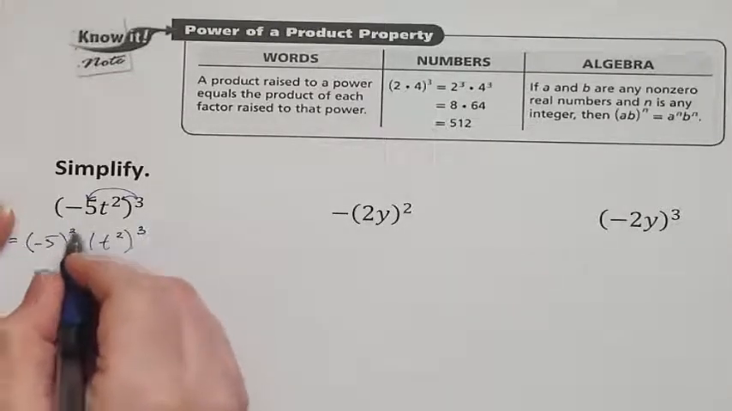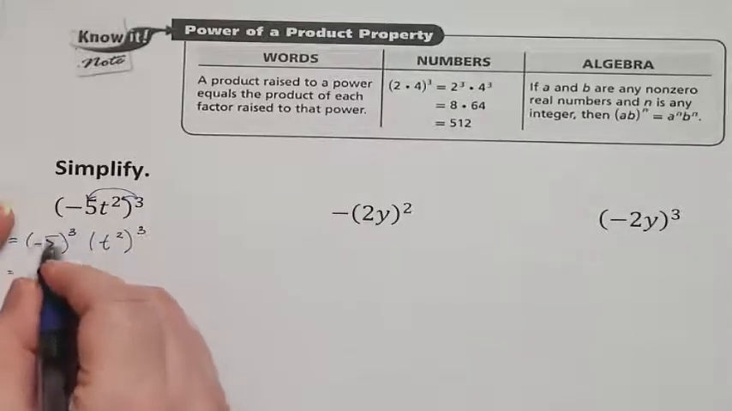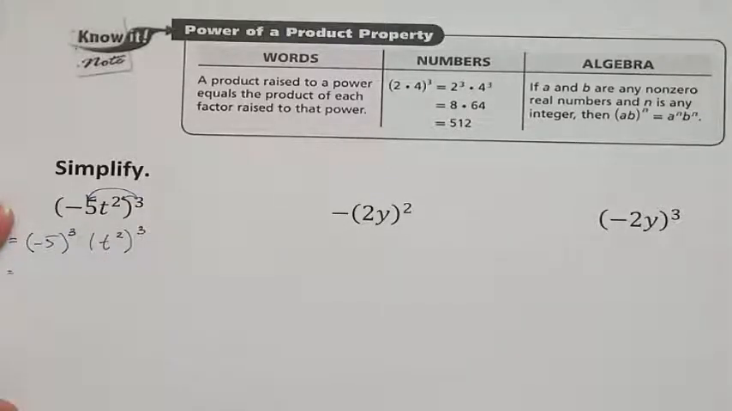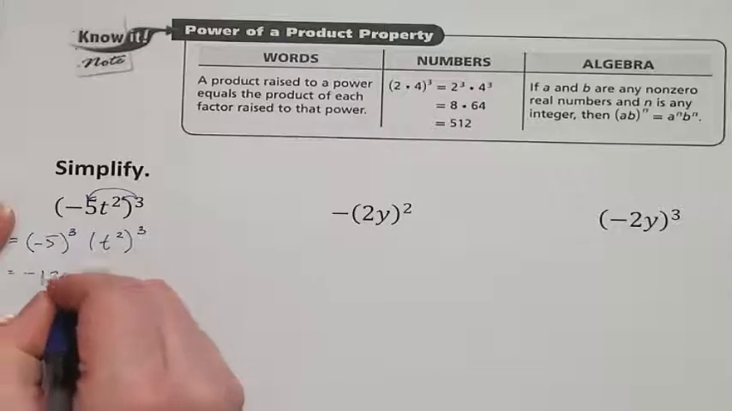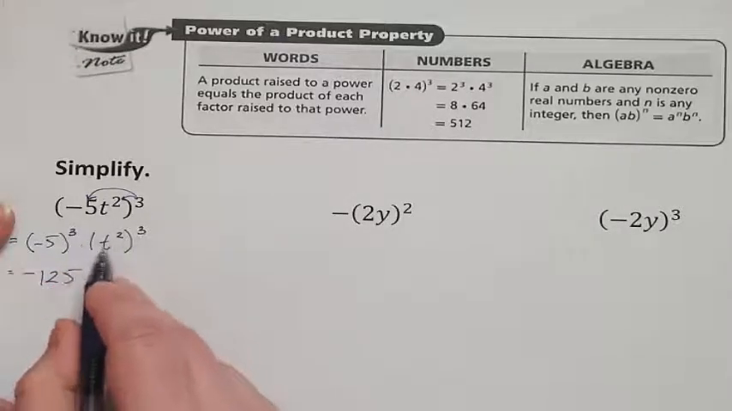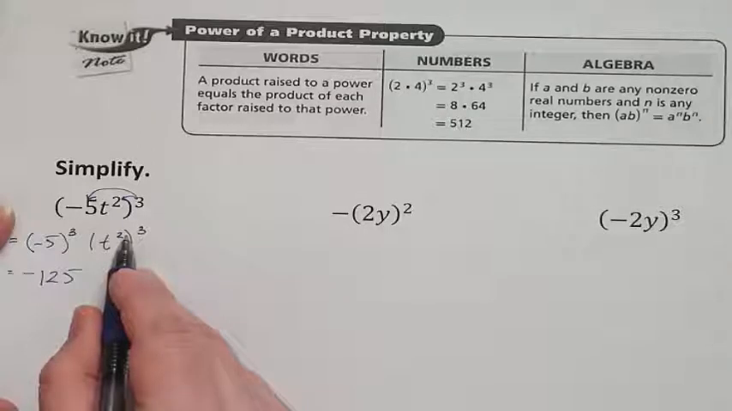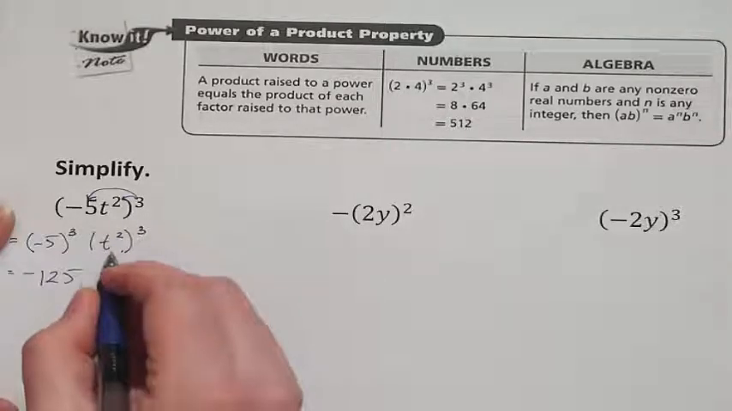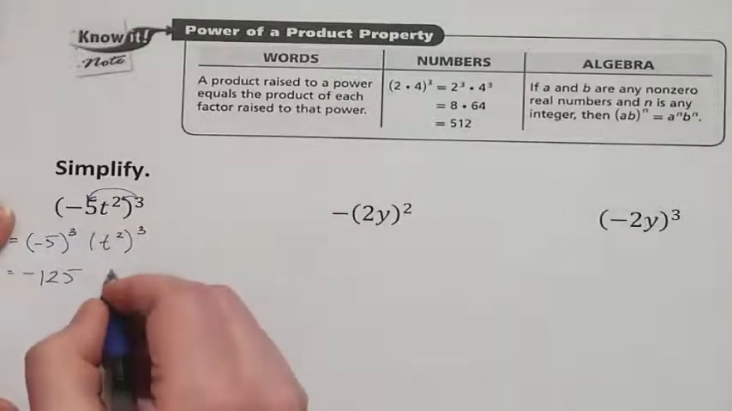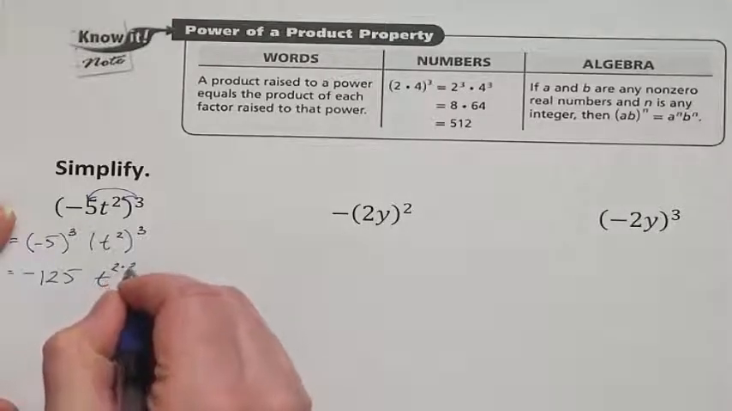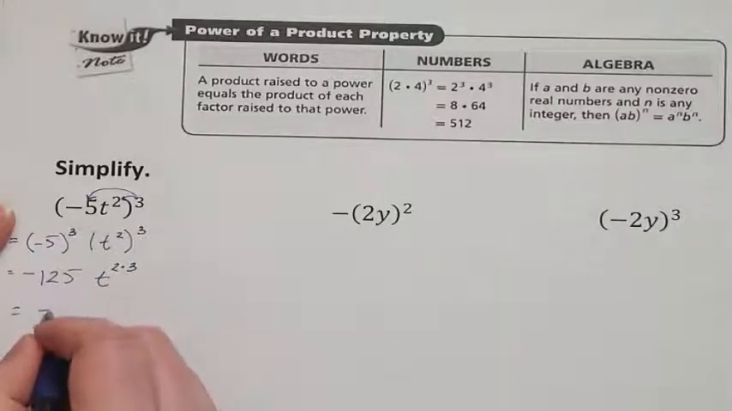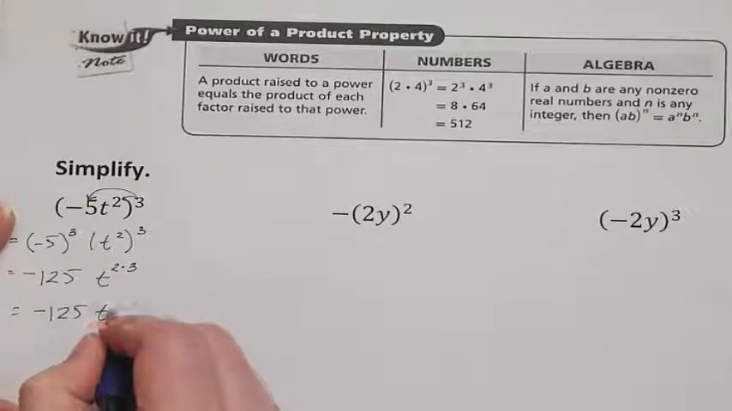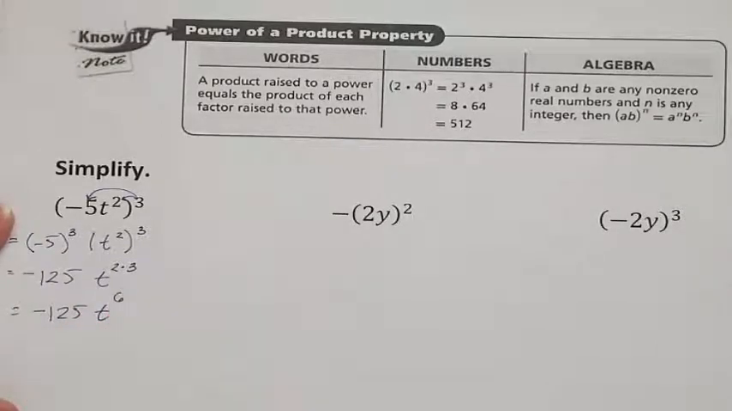So negative 5 to the third power. What does negative 5 to the third power mean? It means -5 times -5 times -5. So either you know your multiplication skills or you need to grab your calculator. This is -125. Now this parenthesis, I see two powers next to each other. So this is going to be a power to a power. So this means I multiply them together. So this is t to the 2 times 3. So I have a -125, and that is t to the 6th power. Nothing else can be simplified, so I'm done.